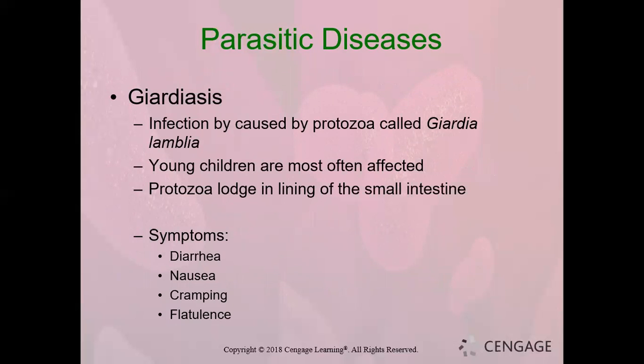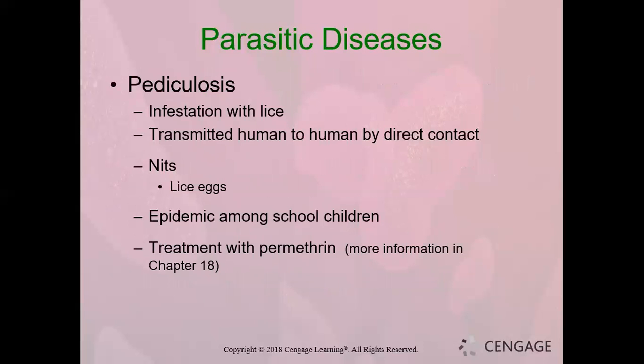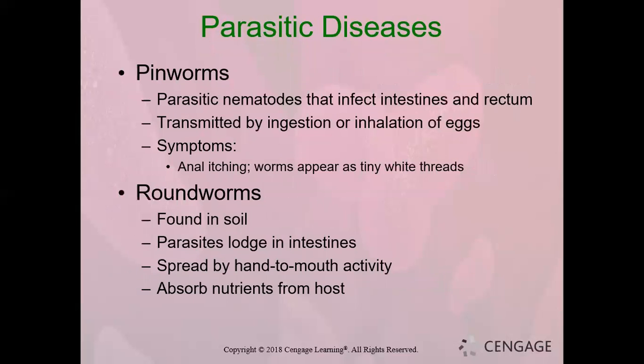Giardia is a protozoa. Young children are most affected, and it's going to lodge in their intestine. They're going to have some stomach problems. Head lice, we talked about this a little bit. These nits are lice eggs. It's a problem, and they are becoming somewhat resistant. We've talked about that. Pinworms, roundworms, all not good.